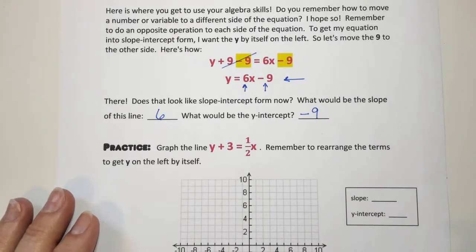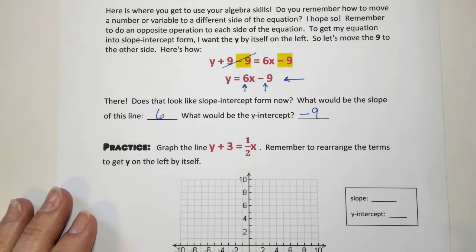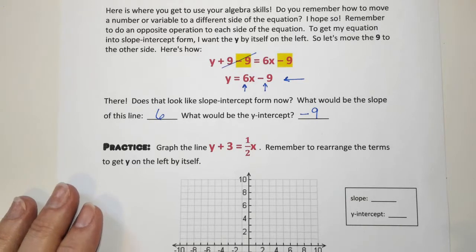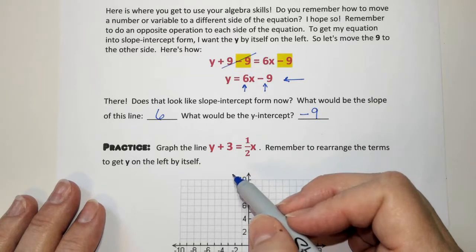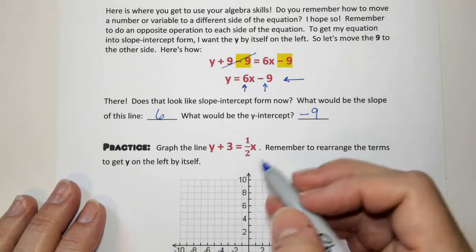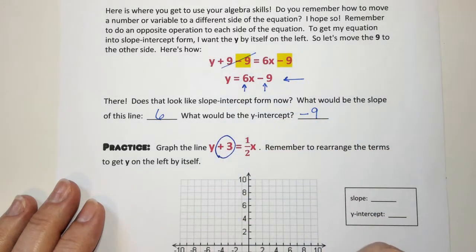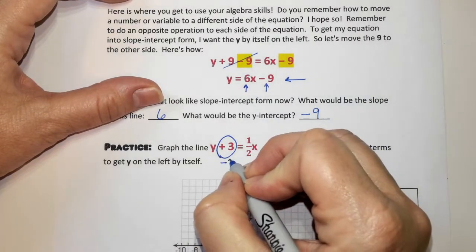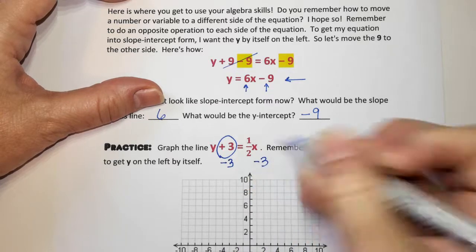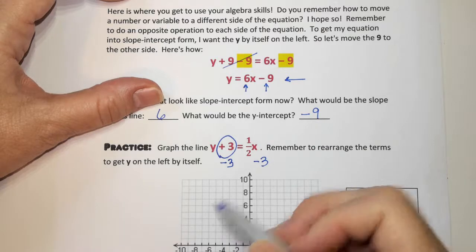Graph the line y plus 3 equals 1/2 x. Remember to rearrange the terms to get the y on the left by itself. Okay, now there are other ways to graph this line, but the easiest way is to force it back into slope-intercept form. At this point, I want to get rid of my plus 3 there, don't I? I want y by itself on the left. If I subtract 3 from each side, that will allow me to get rid of my plus 3, because plus 3 and minus 3 become 0.